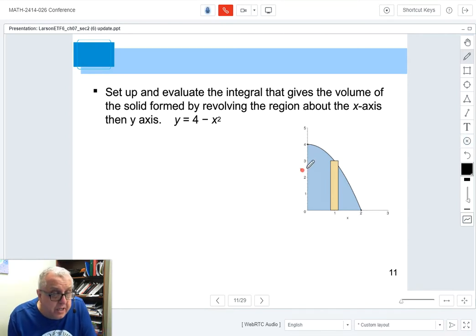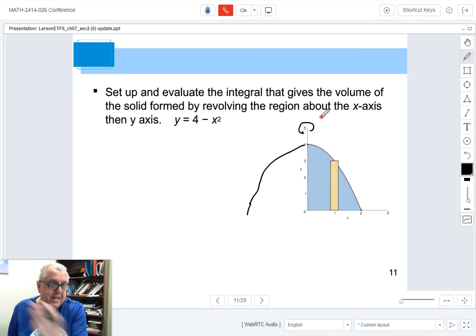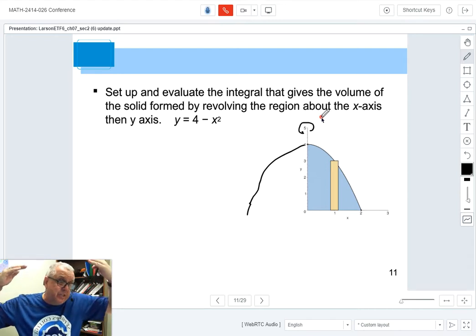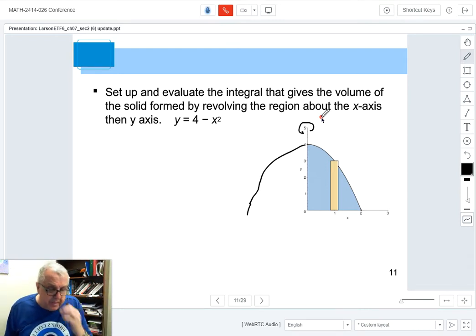Now, what if I integrate about the y-axis for this problem? If I could have drawn it a little better, it actually turns into a different shape than we had when you integrated around the x-axis. The shape actually looks different, and so it's a different size. I think we'll probably get a different volume when we do this.